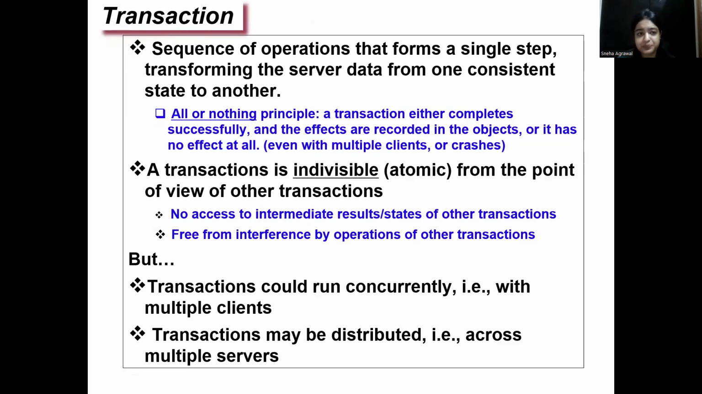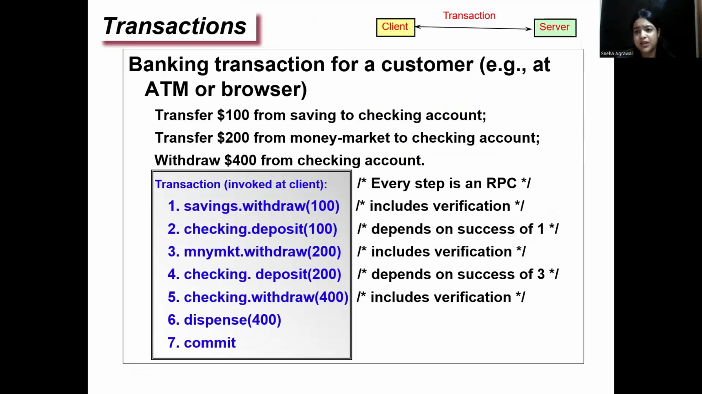They are atomic. Now let's understand it more deeply with the help of a real life example: a banking transaction for a customer at an ATM. The transfer of 100 rupees from a saving account to a checking account, a transfer of 200 rupees, a withdrawal of 400 rupees. So all these are transactions in real life.